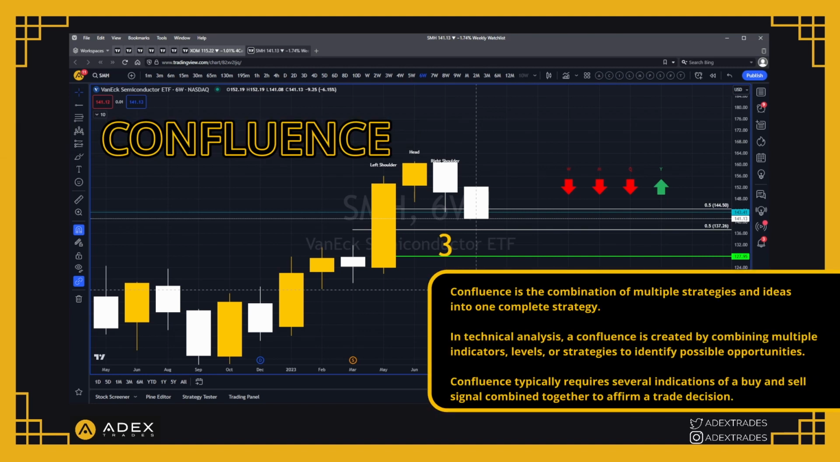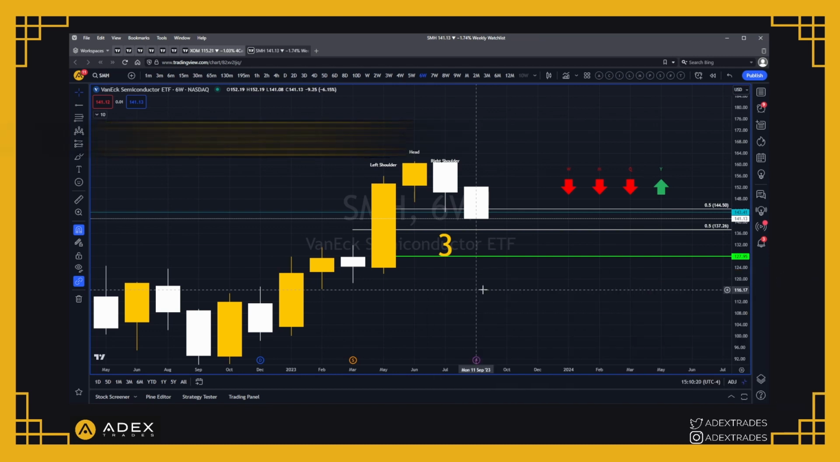Confluence is the combination of multiple strategies and ideas into one complete strategy. In technical analysis, a confluence is created by combining multiple indicators, levels, or strategies to identify possible opportunities. Confluence typically requires several indications of a buy and sell signal combined together to affirm a trade decision. The most ideal trade is the one where you have about 5 to 10 confluences.